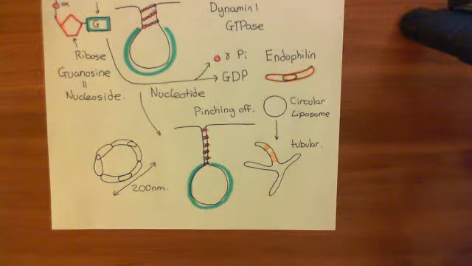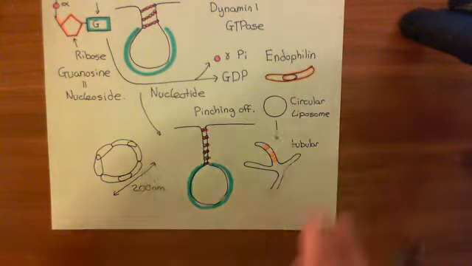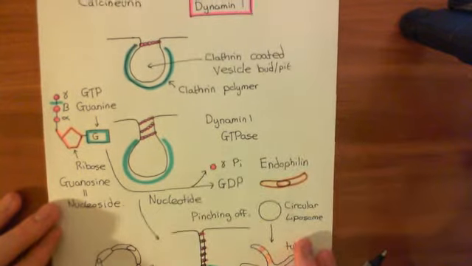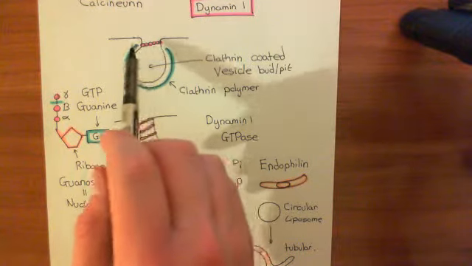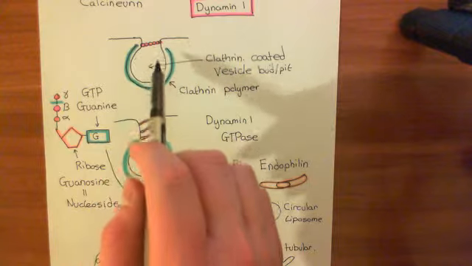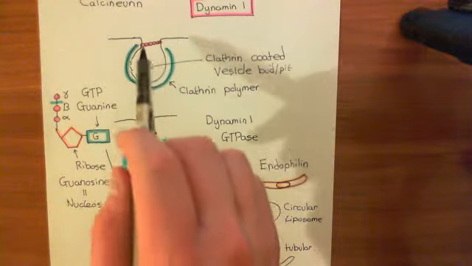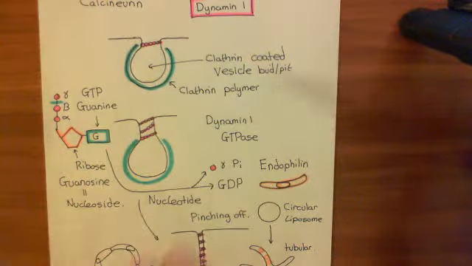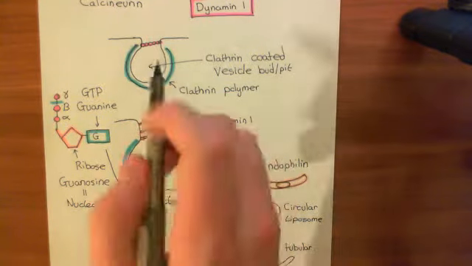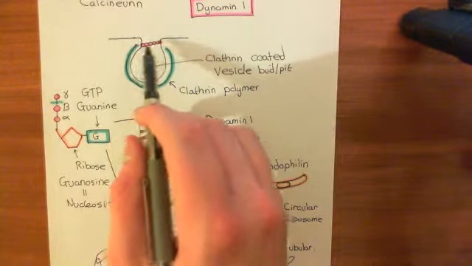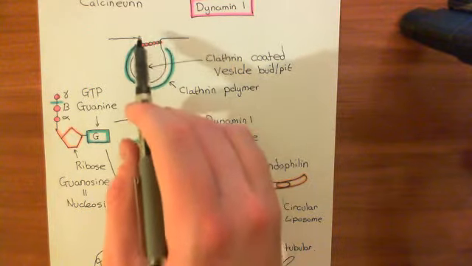Okay, so to summarize then, what we think the role of Dynamin 1 and endophilin is. You get this clathrin-coated vesicle bud, and you need to pinch off the connection between the lumen of the clathrin-coated vesicle pit and the extracellular fluid. So what you do is, one, you assemble endophilin rings around there, which will help to reduce the diameter of this tube.